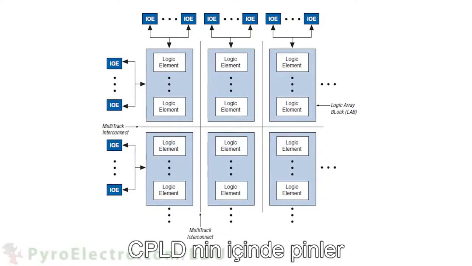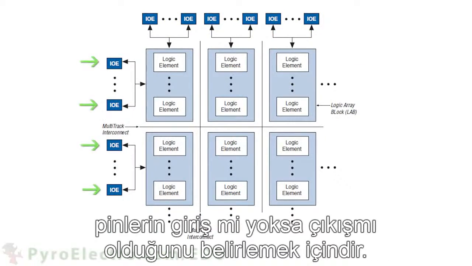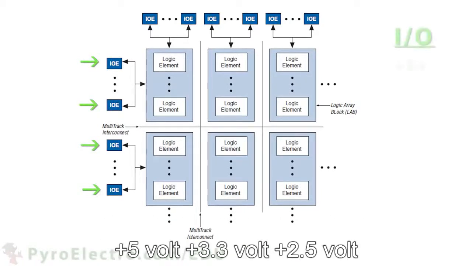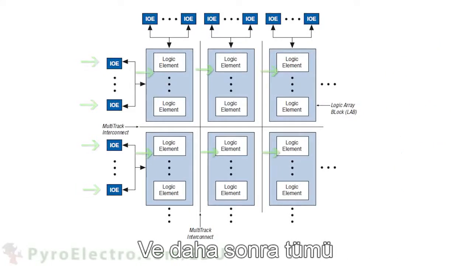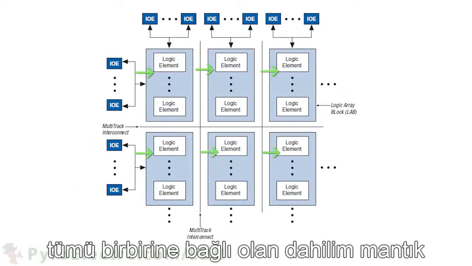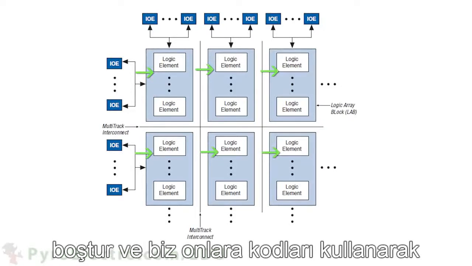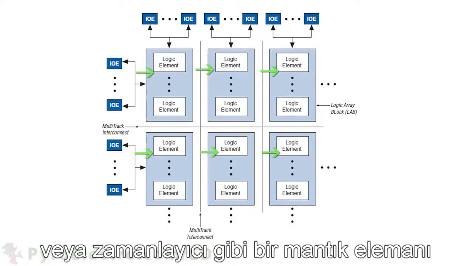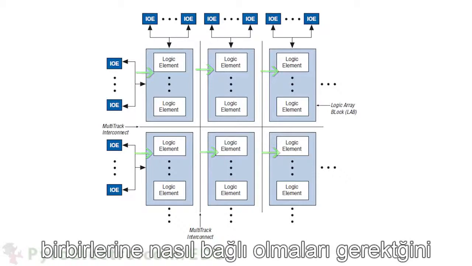Inside of a CPLD, the pins connect to input-output elements that define whether the pin is an input or an output, as well as what type of logic level should be used, like plus 5 volt, plus 3.3 volt, or plus 2.5 volt logic, or LVDS pairs. And then further internally, there are blocks of logic elements which are all interconnected. These logic elements are blank, and we will be using code to tell them if they should be logic gates or logic elements like a timer, multiplexer, or shift register, and how they should be connected together.